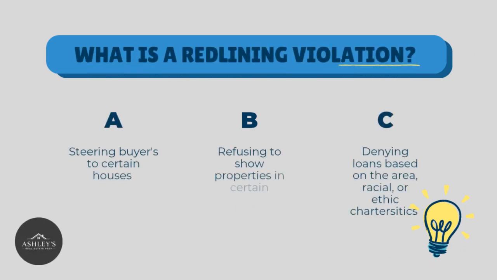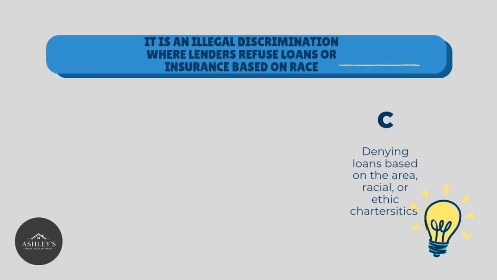What is a redlining violation? A. Steering buyers to certain houses. B. Refusing to show properties in certain areas. C. Or denying loans based on the area, racial, or ethnic characteristics. The answer is C, denying loans based on the area, racial, or ethnic characteristics. It is an illegal discrimination where lenders refuse loans or insurance based on race.